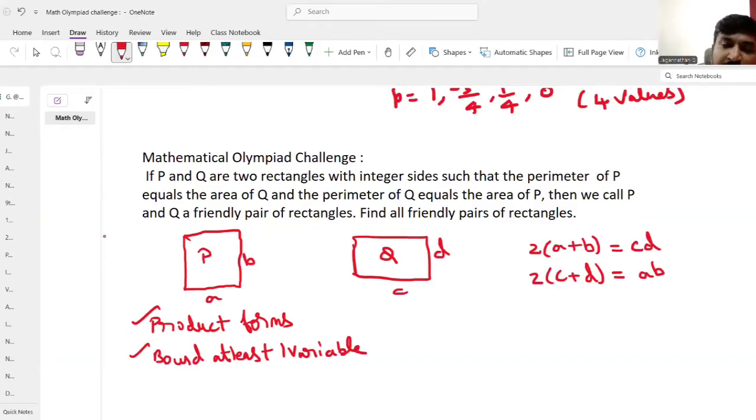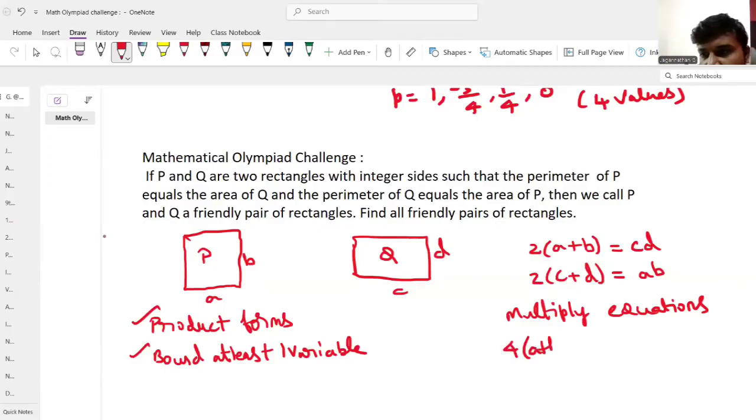As I said, product forms are much better. So I understand here I can just multiply these two equations, because there's already some multiplication happening on the right side. I multiply these two equations. I'll be getting 4 times (A plus B) into (C plus D) is equal to ABCD. So that was helping me to think of product forms.